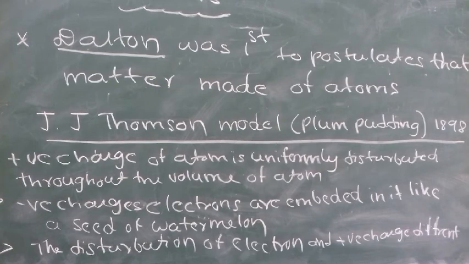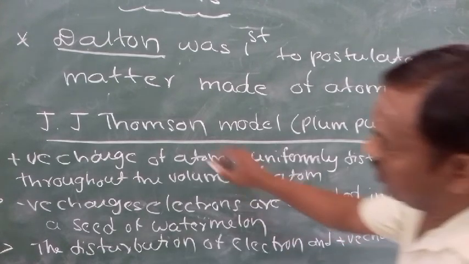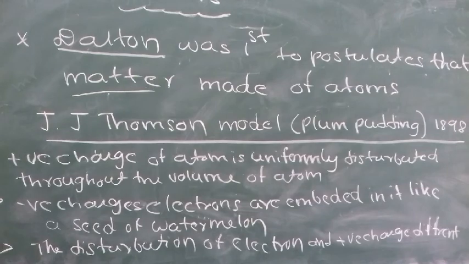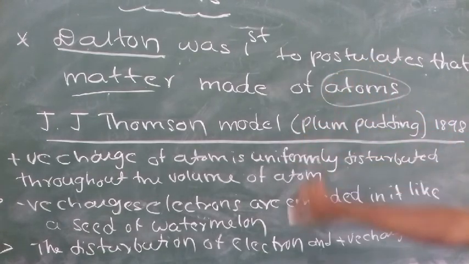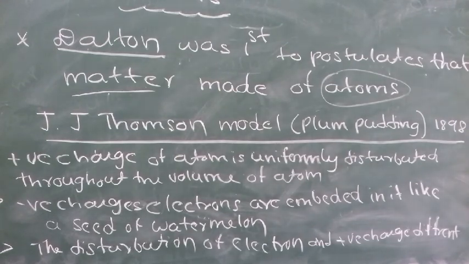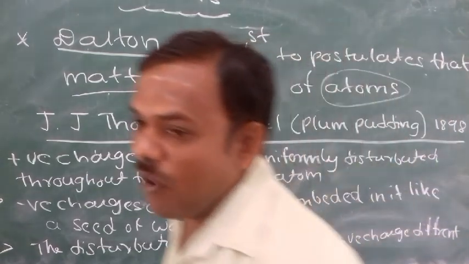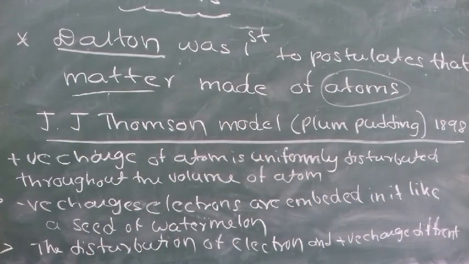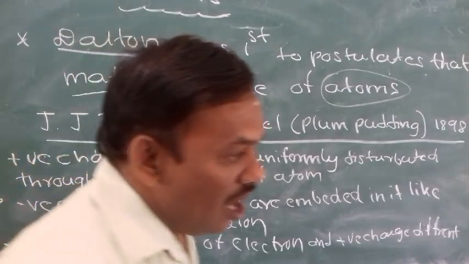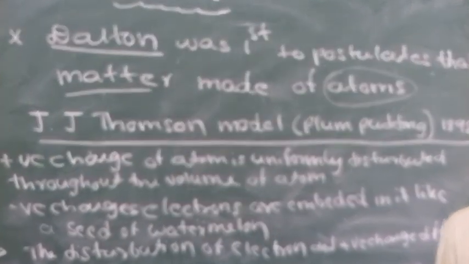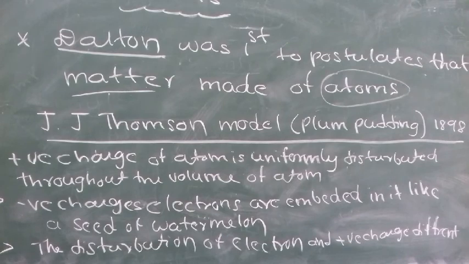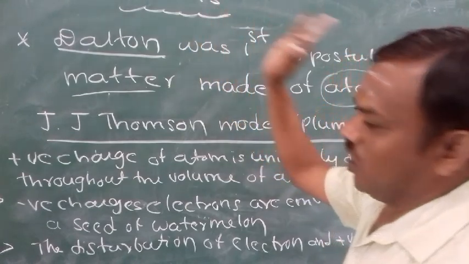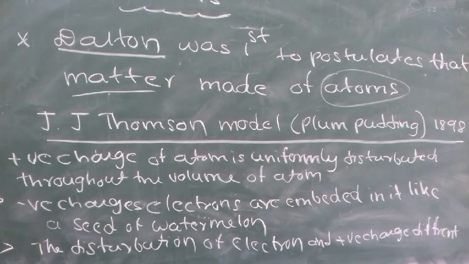He first discovered that matter is made up of particles, and those particles he called atoms. So Dalton was the first scientist to give the name atoms. He said that matter is made up of small particles, and that small particle is called the atom. That is the first definition given of the atom.